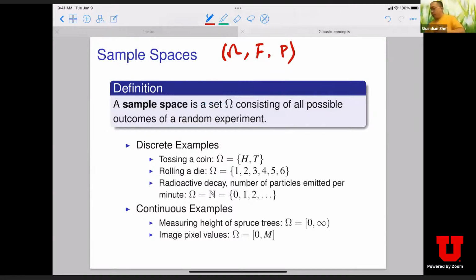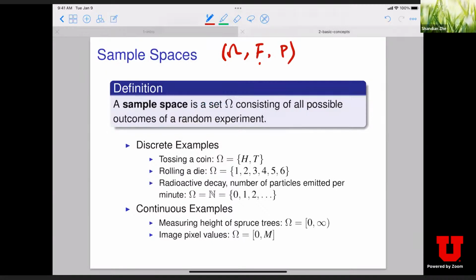And then the event space means the possible combinations of the elements in the sample space. For example, I want to talk about the probability that my point is bigger than 3, right? That actually corresponds to a subset of the sample space elements, which is 4, 5, and 6, right?